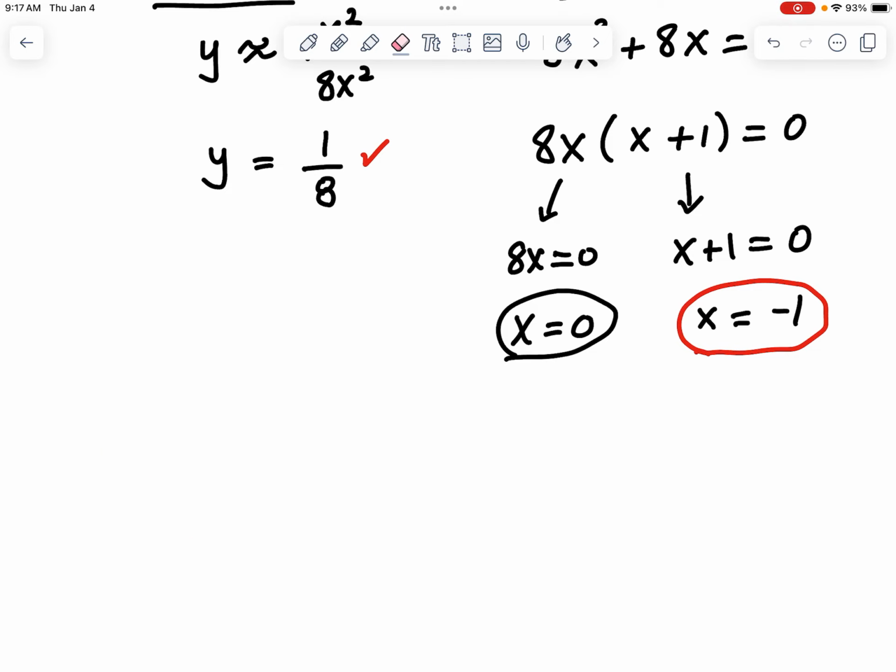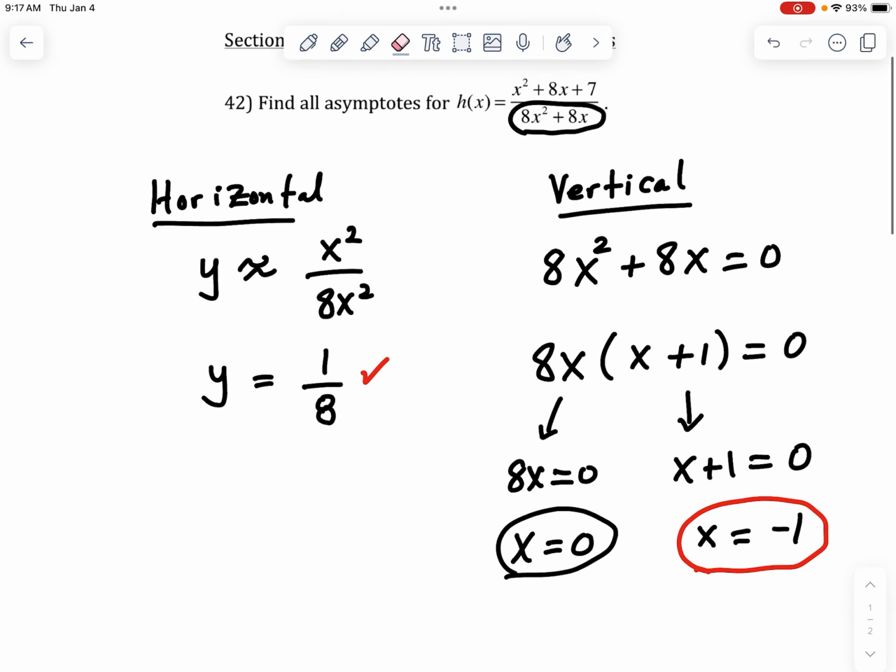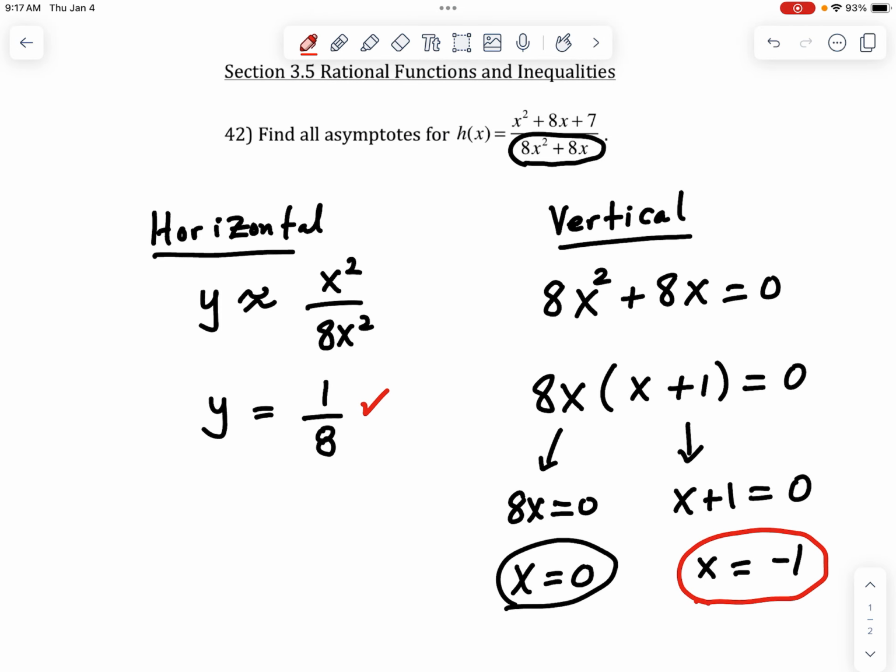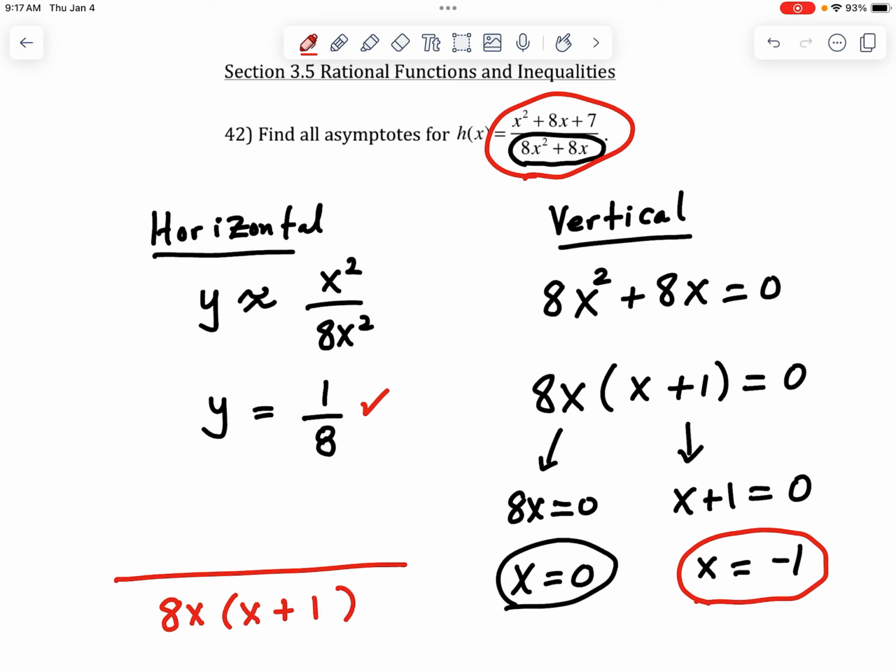So if you go back to the original function, and then factor it. So on the bottom, I already factored it. So that's 8x times x plus 1. On the top, this could be factored as, well, I need two x's in order to get x squared. In order to get a 7, use a 1 and a 7.